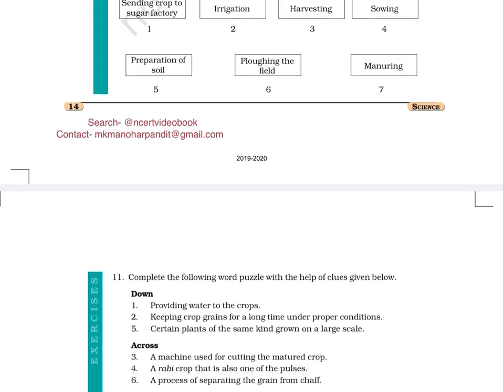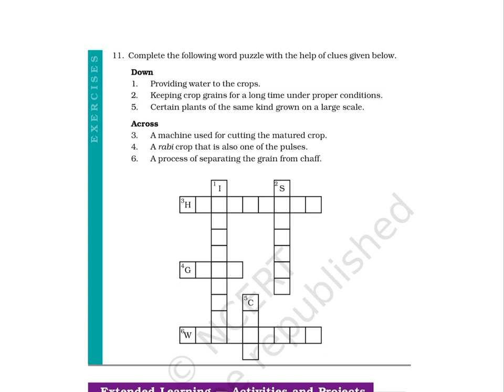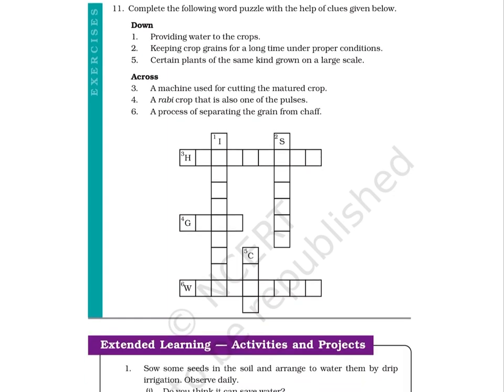Page 15. 11th, complete the following word puzzle with the help of clues given below. Down. First, providing water to the crops. Second, keeping crop grains for a long time under proper conditions. Fifth, certain plants of the same kind grown on a large scale. Across. Third, a machine used for cutting the matured crop. Fourth, a rabi crop that is also one of the pulses. Sixth, a process of separating the grain from chaff.